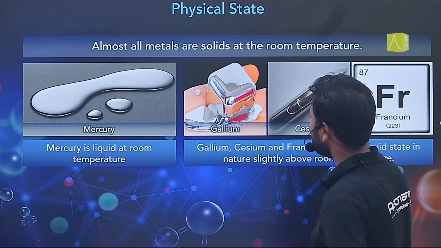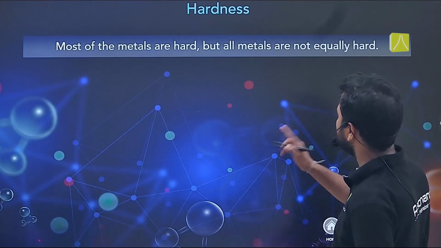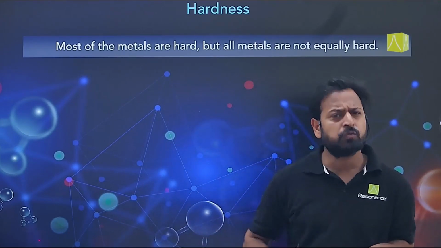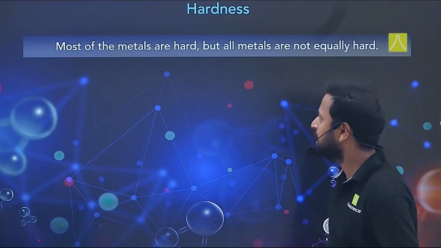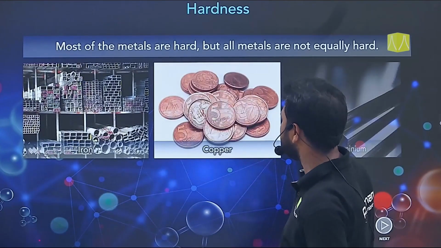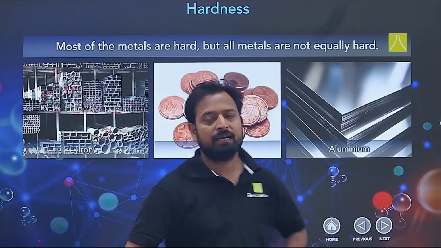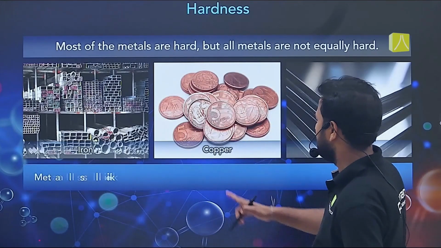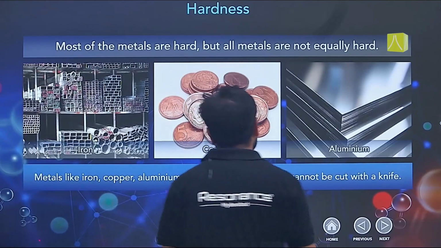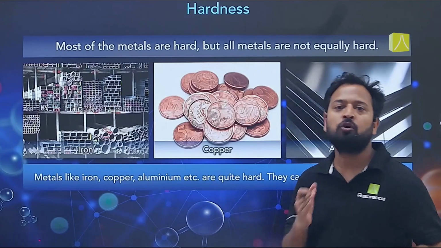Moving ahead, the next physical property is hardness. Most of the metals are hard, but all metals are not equally hard. They are usually hard, but not equally. You can see examples: iron, copper and aluminium. They are quite hard and cannot be cut with a knife. How are you defining that they are hard? Because you cannot cut them with a knife.